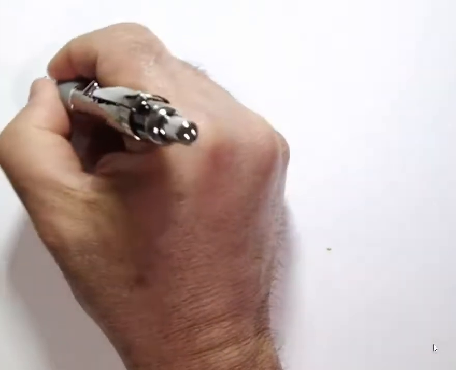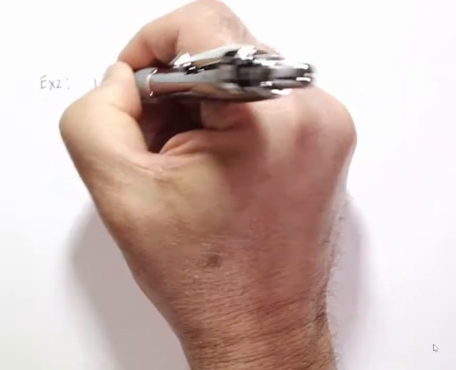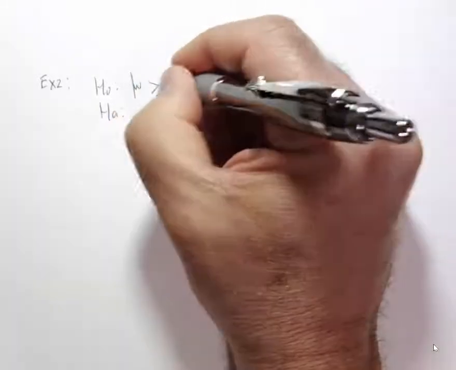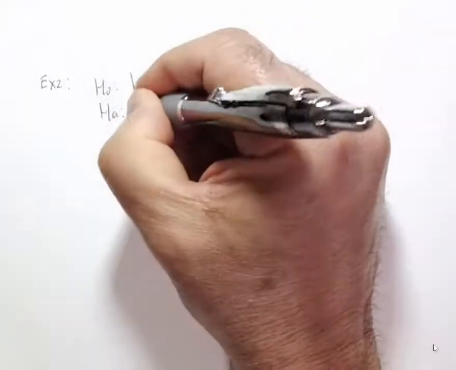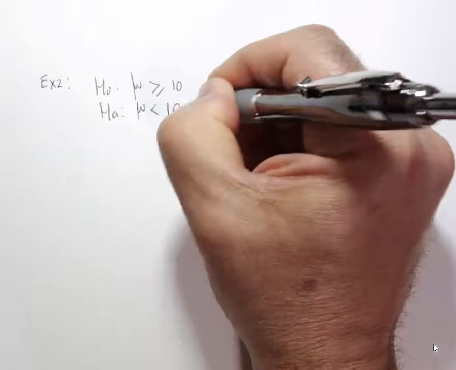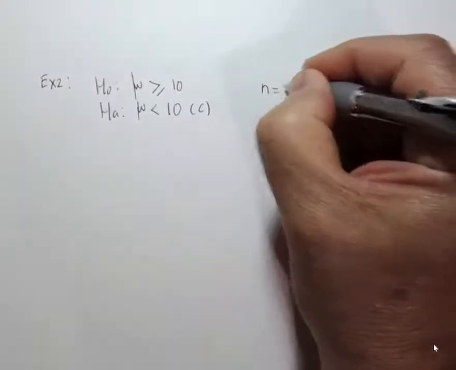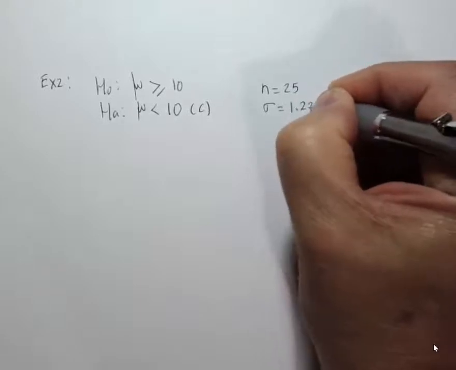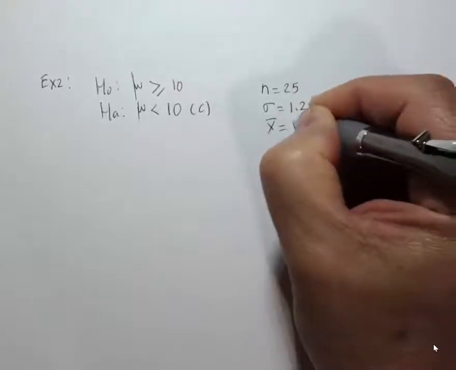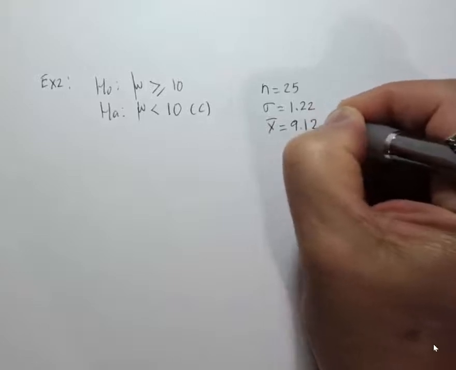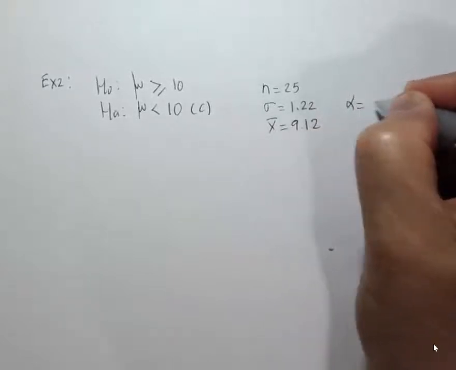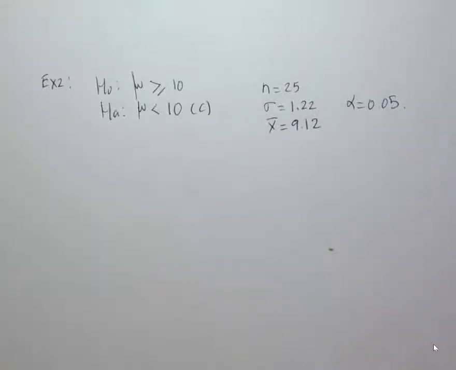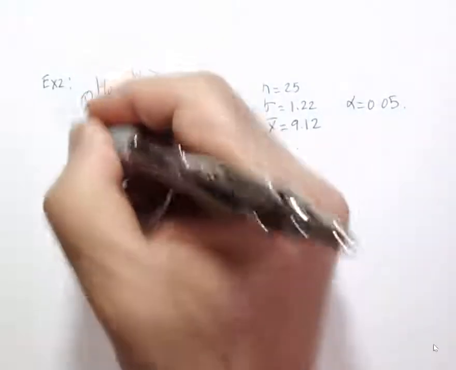Example 2, H0. I'm just going to make up stuff again just to explain that to you. So let's say mu is less than 10. This is the claim. Let's say I'm going to make up n is 25. Sigma is 1.22. X bar is 9.12. And alpha, let's make it 0.05 again.